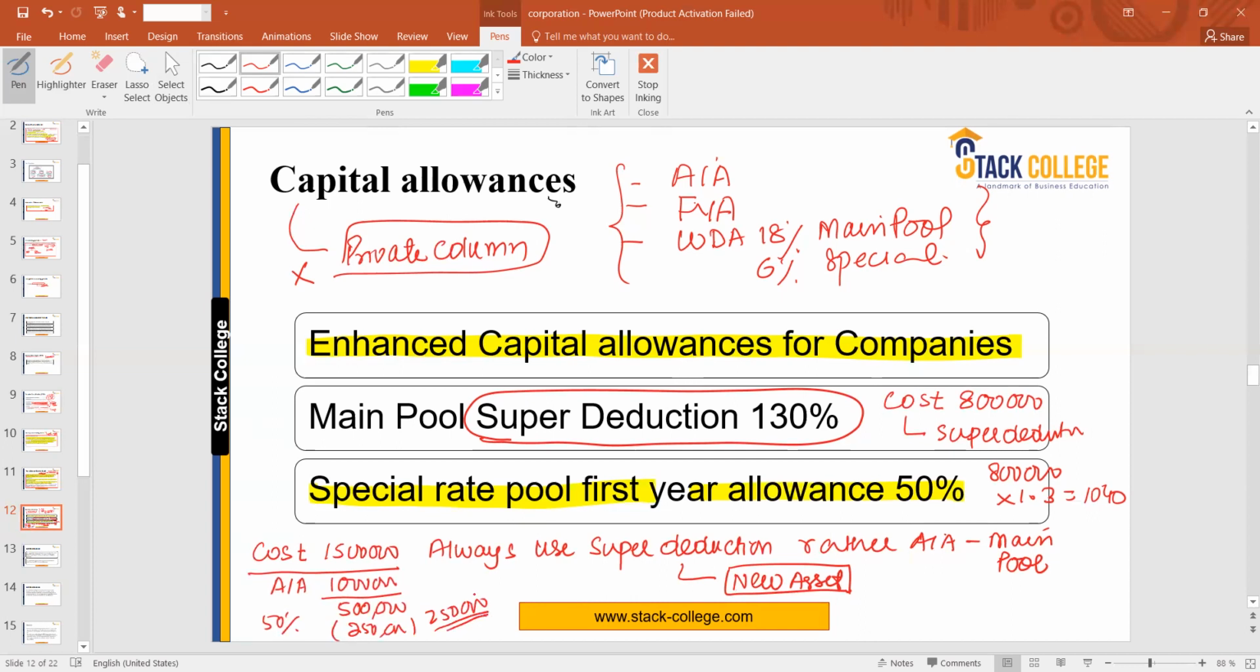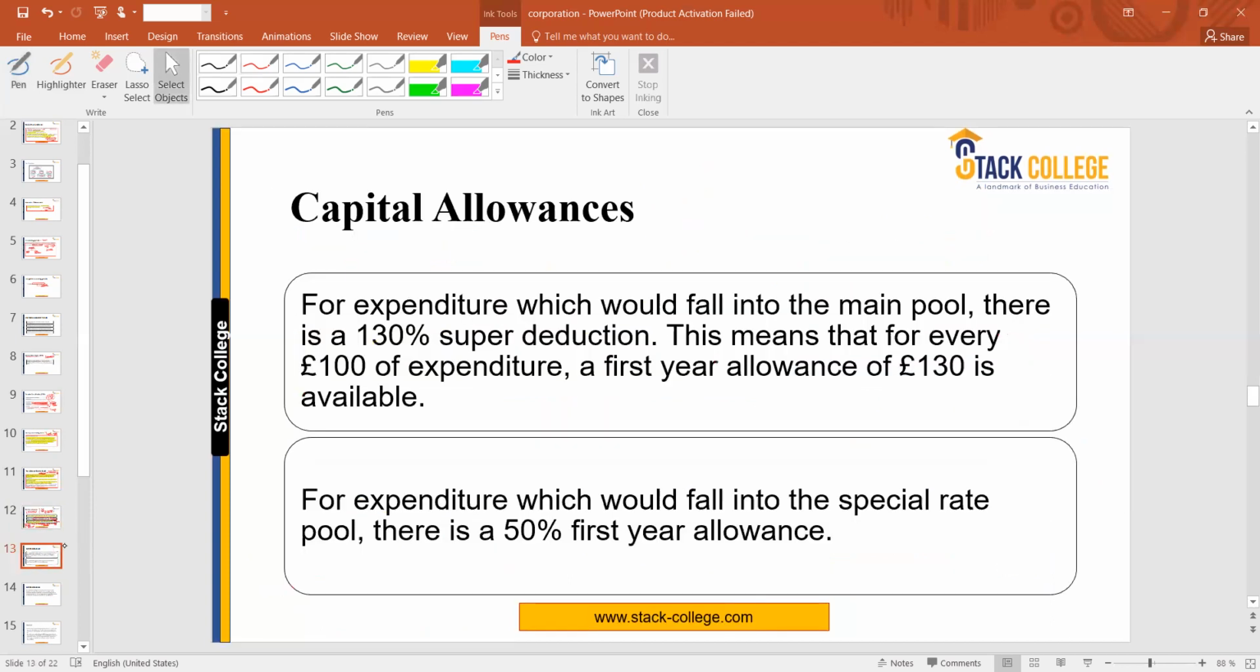But if we are claiming the 50% special rate allowance in that year, we cannot claim the WDA. So we have to keep an eye on this, because this is different from the individual business, where the super deduction in a special rate pool first year allowance is not applicable.